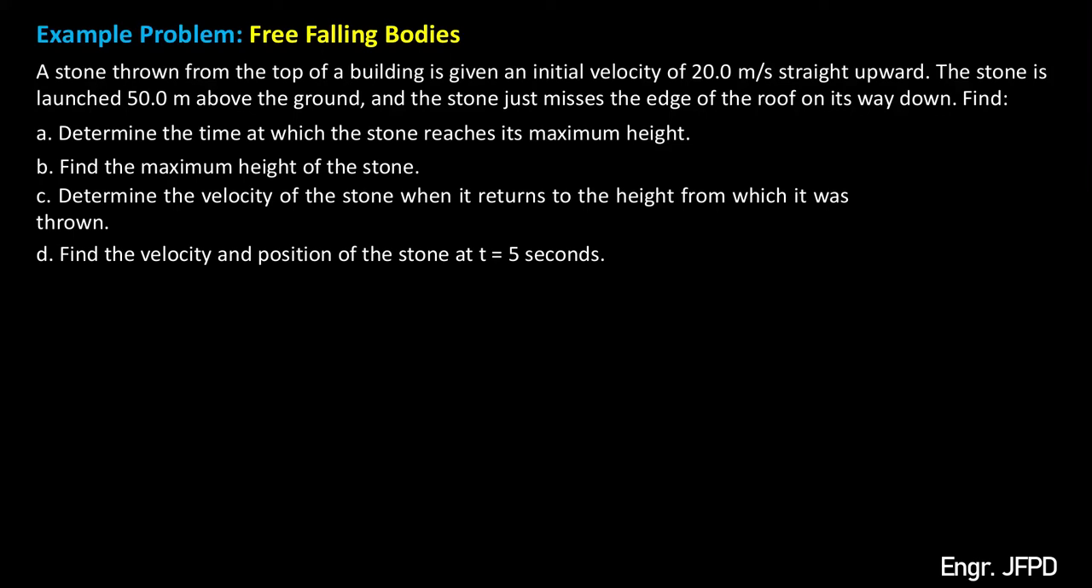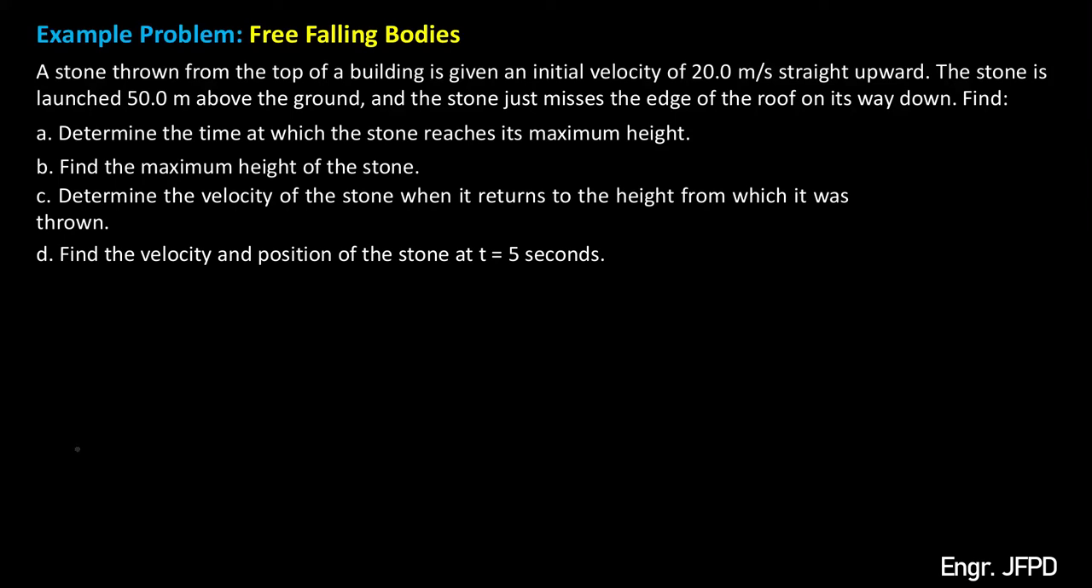A stone is thrown from the top of a building and is given an initial velocity of 20 meters per second straight upward. The stone is launched 50 meters above the ground, and the stone just misses the edge of the roof on its way down. First, let's try to draw this problem. We have a stone that is initially 50 meters from the ground.